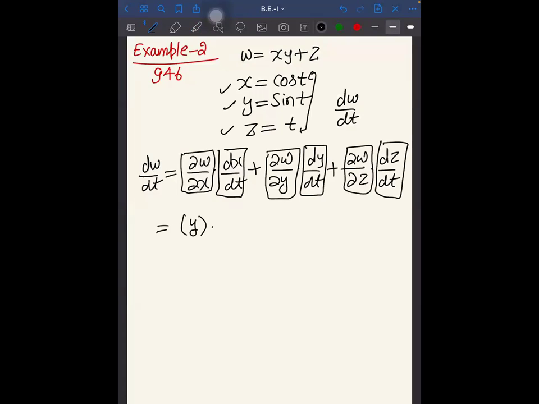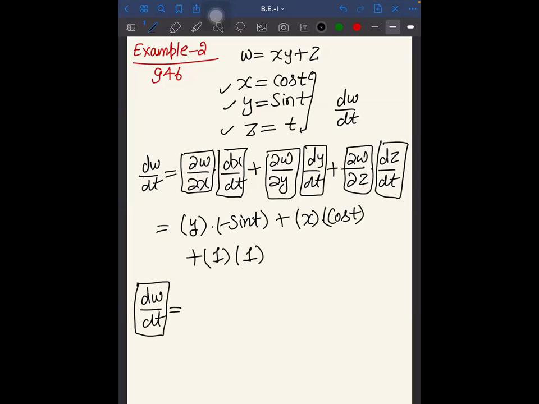What is curly w upon curly x? Just differentiate partially with respect to x. What do you get? Y. And what is dx by dt? Minus sin t. And curly w by curly y? X. And dy by dt? Cos t. Plus curly w by curly z? 1. And dz by dt is also 1. Now we want to find dw by dt, so it should be in terms of t only. It should not be mixed with x, y, and z. So we'll rewrite the whole expression in terms of t. What is the value of y?